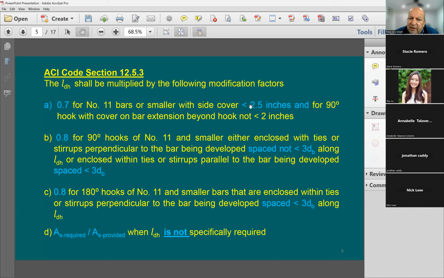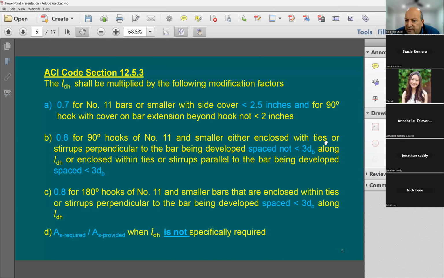And here, you're going to have a multiplier. It says here, when you go to number 5 rebars, which means most of the rebars that we use, if you have a good size cover, what's going to happen? You can reduce this LDH. Also, you have this factor of 0.8. And this 0.8 is for 90-degree hook when you have number 11 or smaller. In case with ties, this one you have ties.